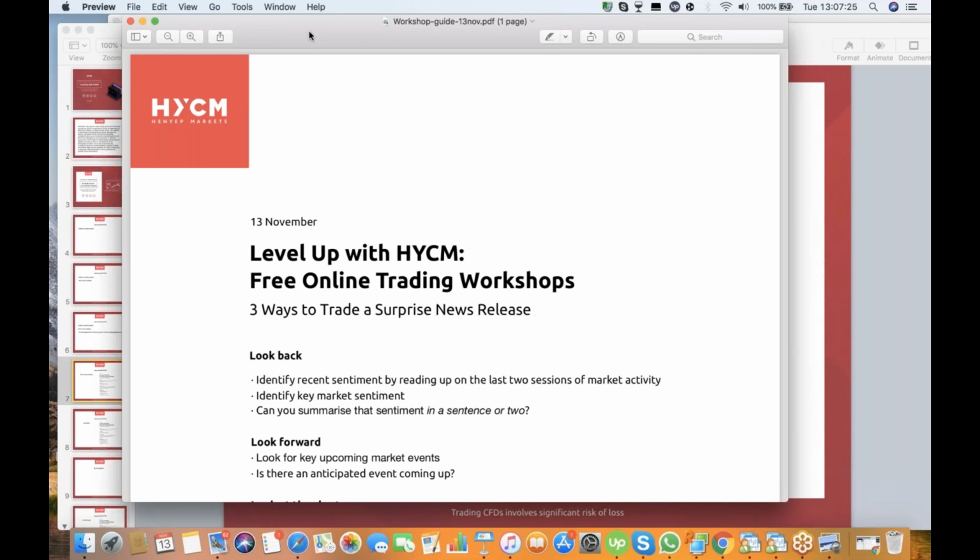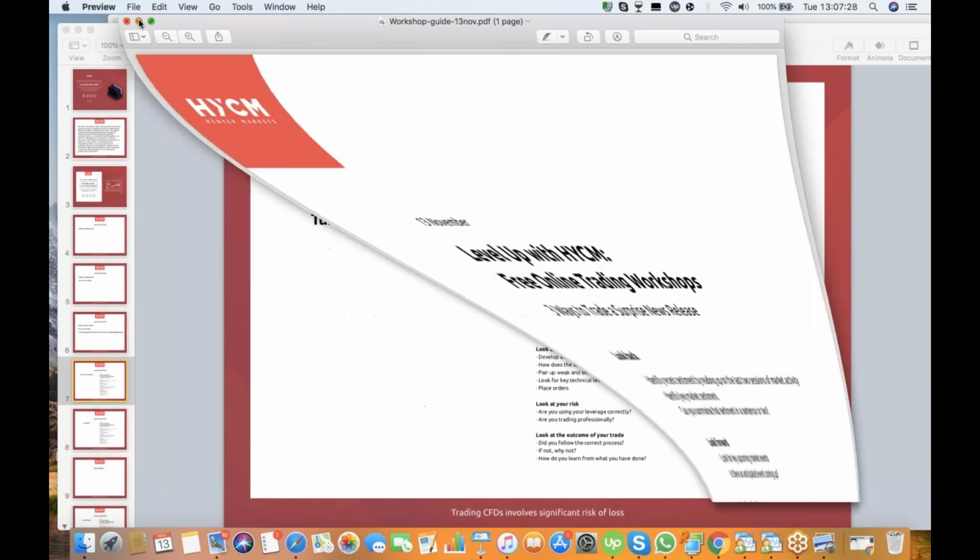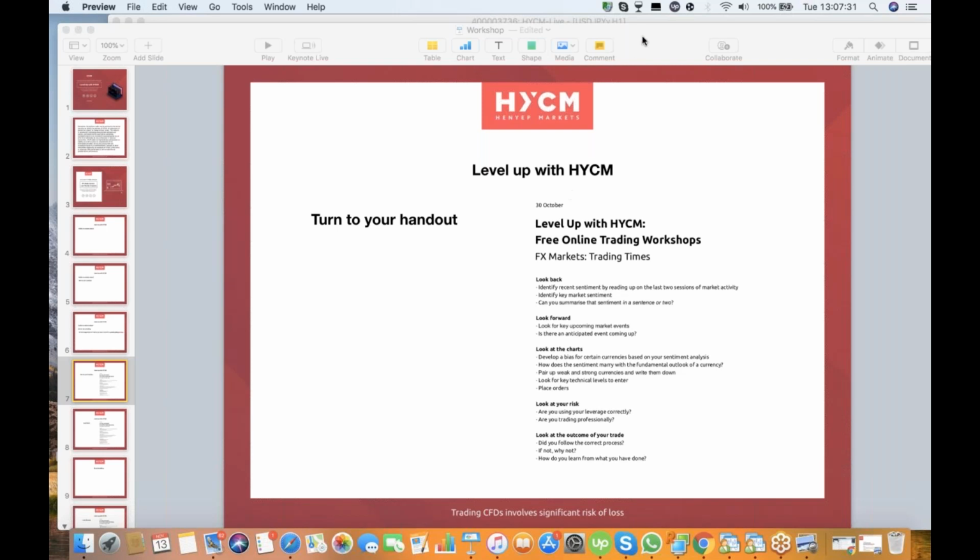That is the first thing we want to do. As you're coming to the markets each session, this is the very first thing that I do. Before I start looking at the charts, before I start even thinking about trading at all, I want to look back, because the idea is to identify what recent sentiment there has been in the last couple of sessions of market activity, and whether I can identify that key market sentiment and summarize it into a sentence or two.